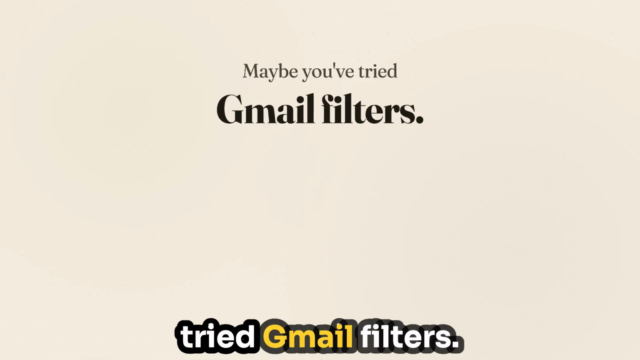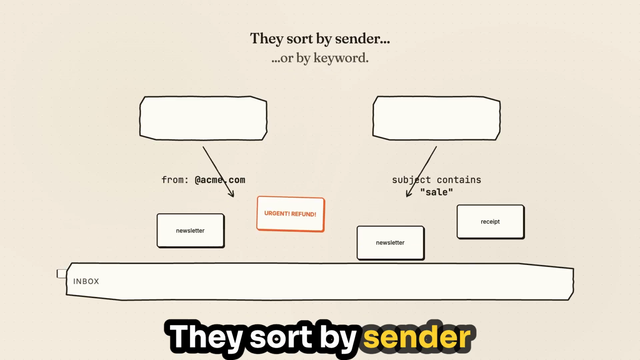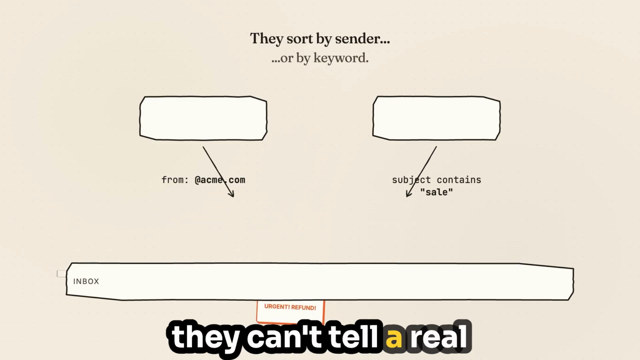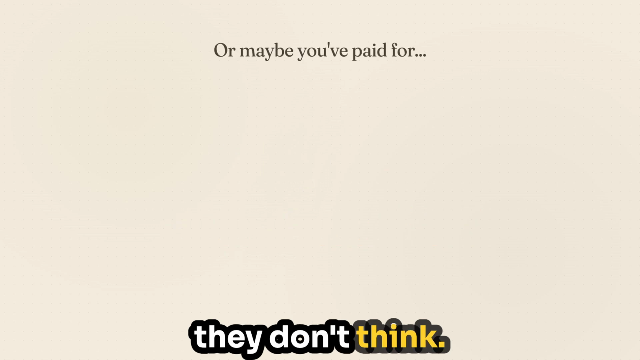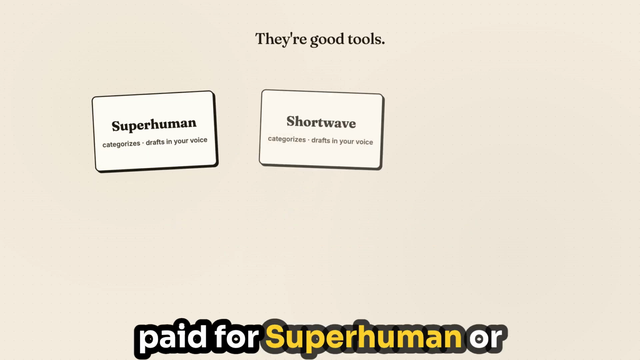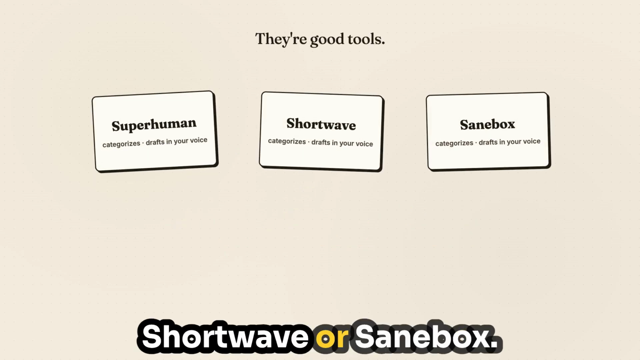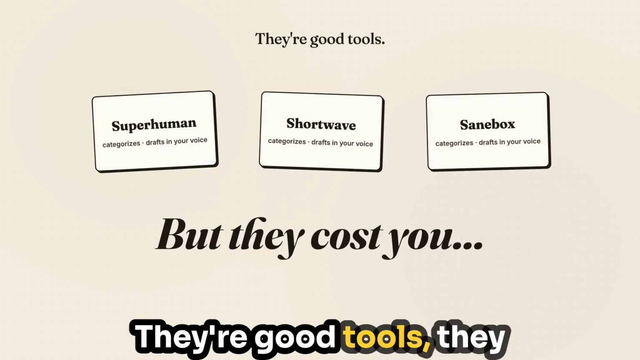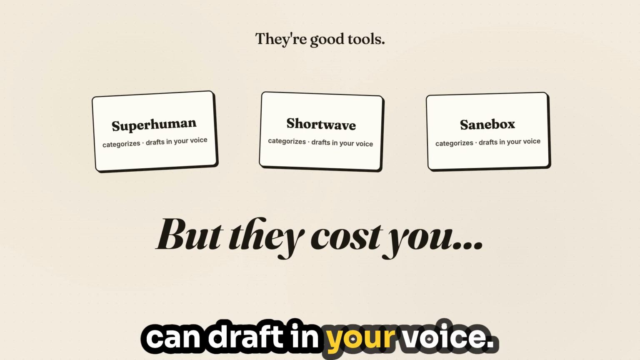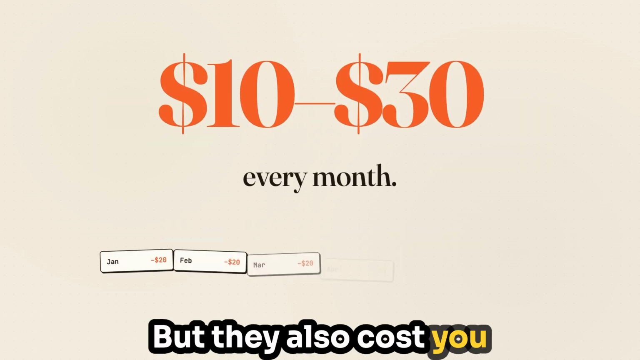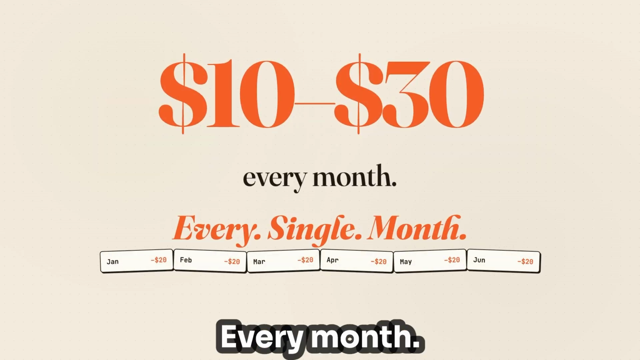Maybe you tried Gmail filters. They sort by sender or by keyword, but they can't tell a real customer problem from a newsletter. They sort, but they don't think. Or maybe you have paid for Superhuman or Shortwave or Sandbox. They're good tools. They categorize and they can draft in your voice, but they also cost you 10 to 30 bucks a month, every month.